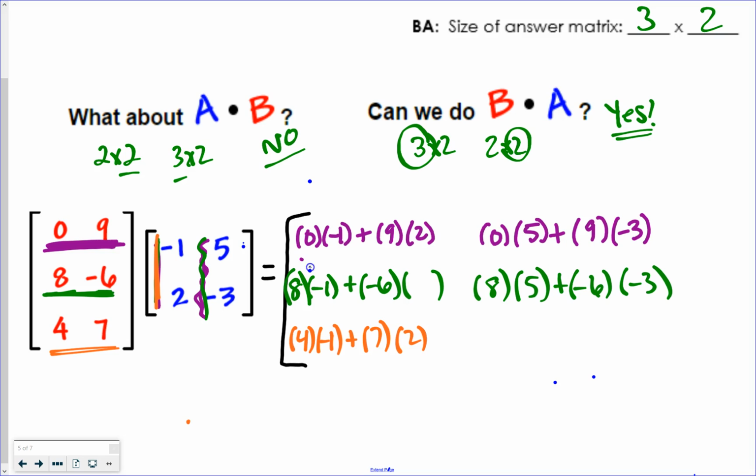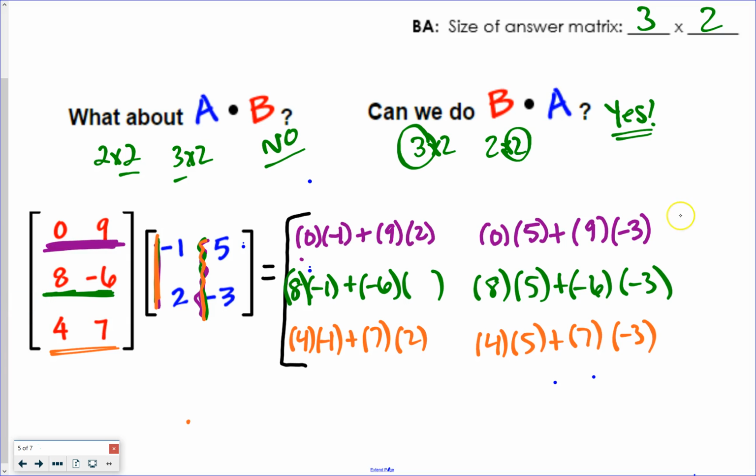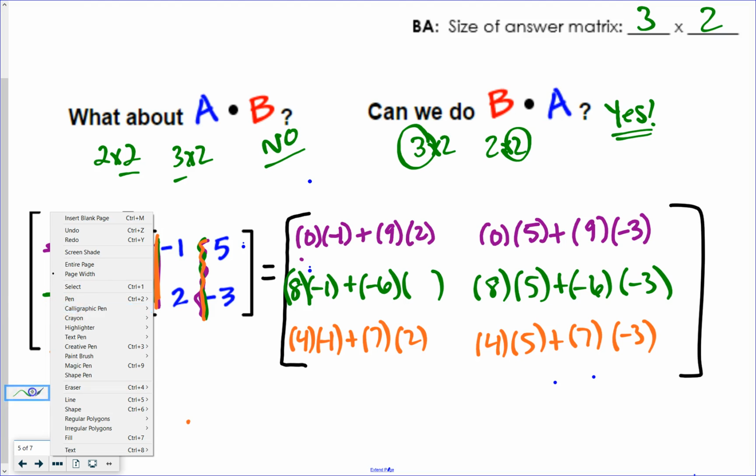Okay. Now if I move over, I have to use my second column now. So now 4 gets paired with what? Now 4 gets paired with 5. And 7 gets paired with -3. All right, let me fix this one.